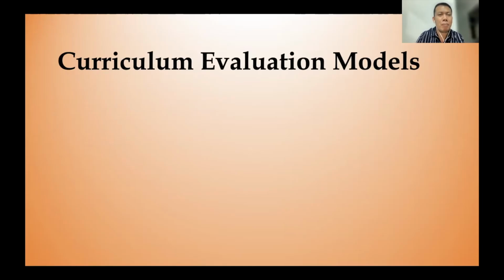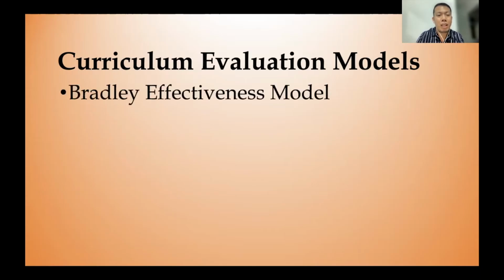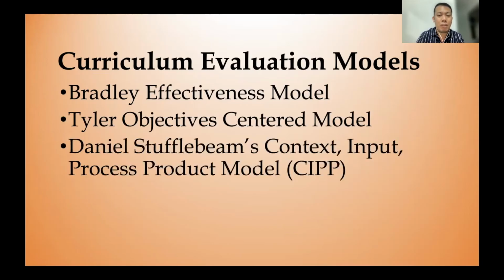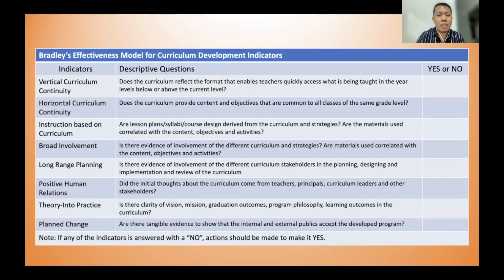So there are only some that you can use this in, let's say, in the evaluation of the textbook or in the evaluation of the lesson plan, and so on and so forth. So we have Bradley Effectiveness Model, Tyler Objective Centered Model, Daniel Stufflebeam Context Input Process Product Model or CIPP, and a Stake Responsive Model. So this is the Bradley's Effectiveness Model for Curriculum Development Indicator.